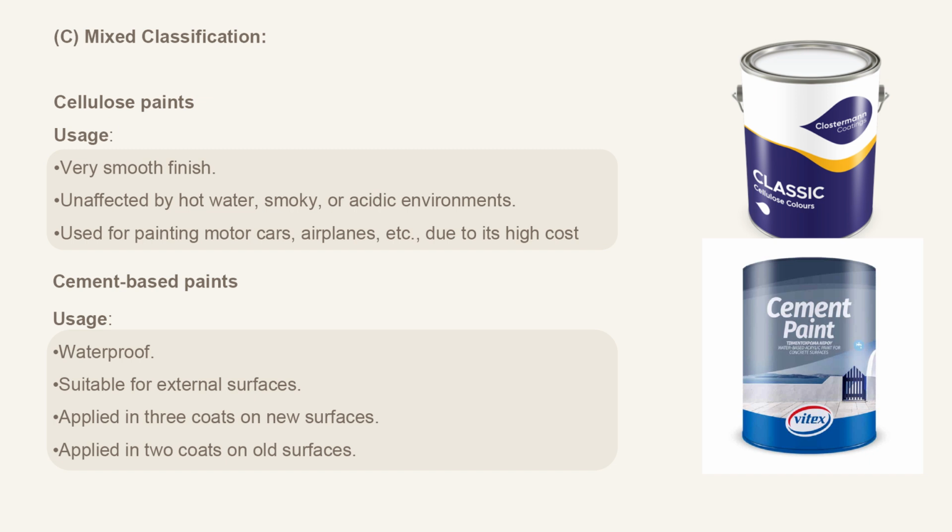Next, we have cement-based paints. Cement-based paints are water paints which use white or colored cement as the base. No oil is used here. Available in powdered form, these paints are perfect for external surfaces because they are waterproof. Just mix with water to the desired consistency. New surfaces need 3 coats while old surfaces need only 2. For instance, many school buildings or community centers use cement-based paints on their exterior walls.